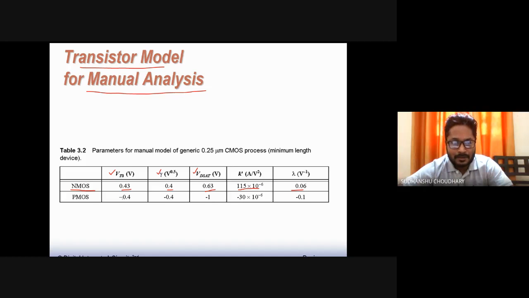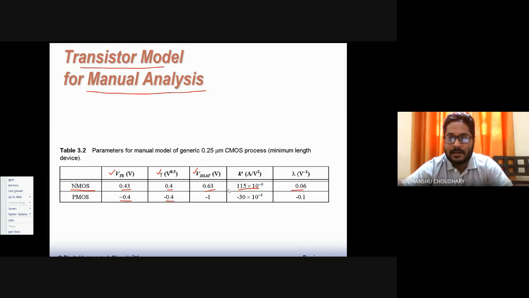Similarly for PMOS, VT naught, all values are negative. This is the first difference you will notice, that all values are negative. VT naught is negative, minus 0.4. Then gamma is also negative, minus 0.4. So all these values can be utilized to calculate the circuit parameters for any circuit on paper. That is, for manual analysis, one can utilize these parameters.